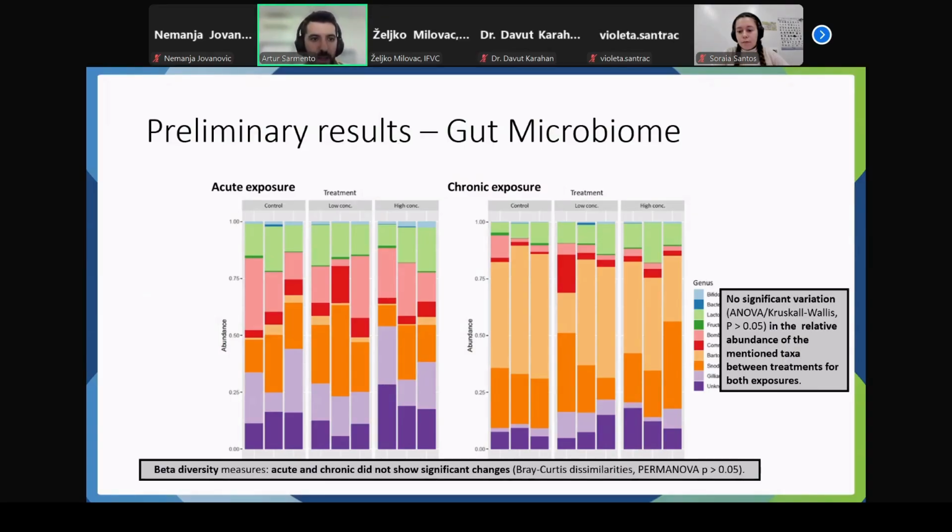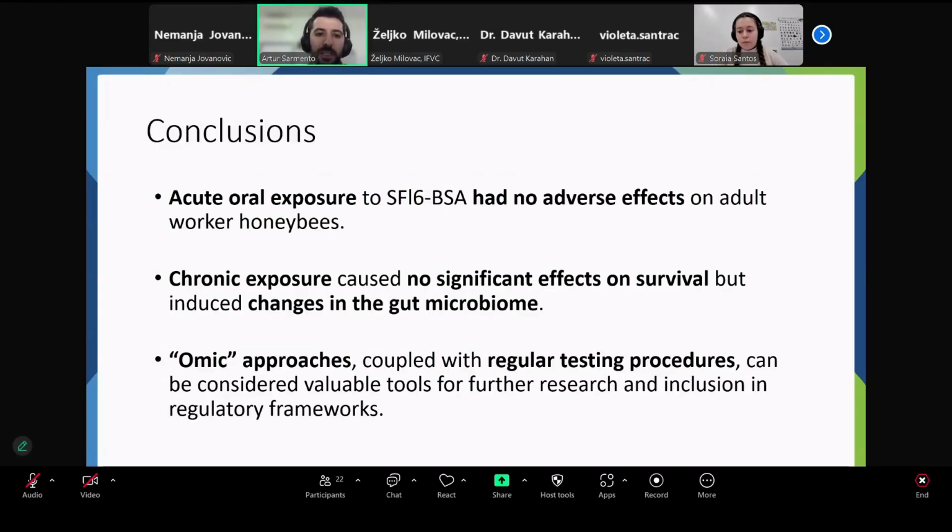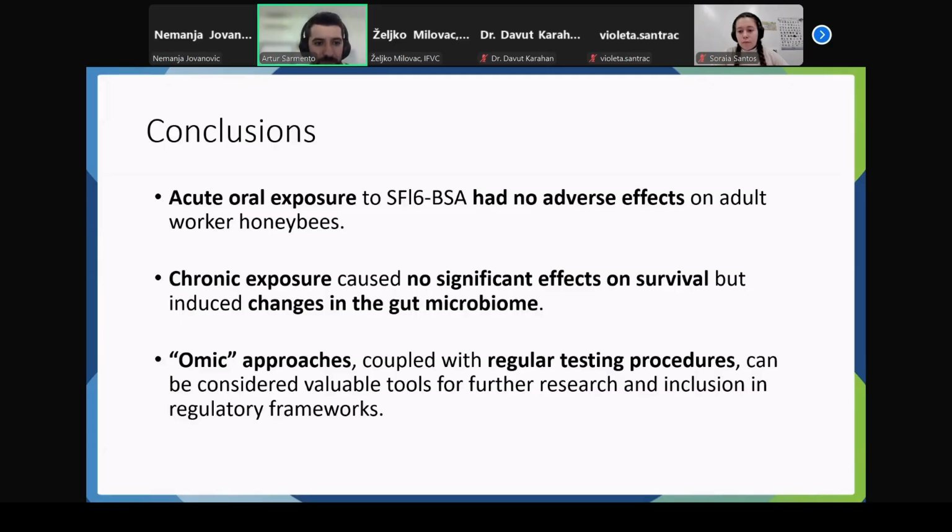Okay, so basically, just to conclude, what we observed in this tiny part, without the transcriptome, was that acute exposure to the biopesticide had no adverse effects on adult worker honeybees in terms of oral exposure, and chronic exposure caused no significant effects on survival, but on the other hand, induced changes in the gut microbiome.